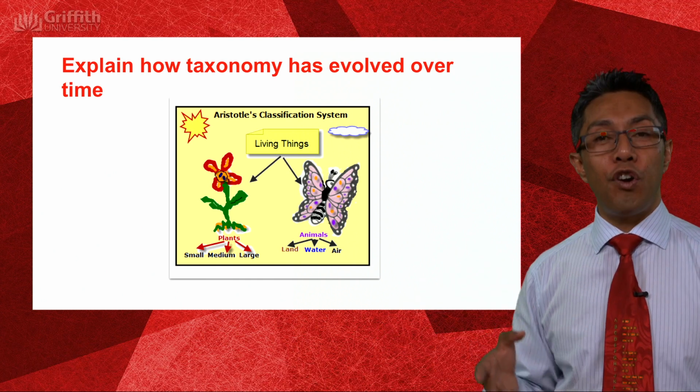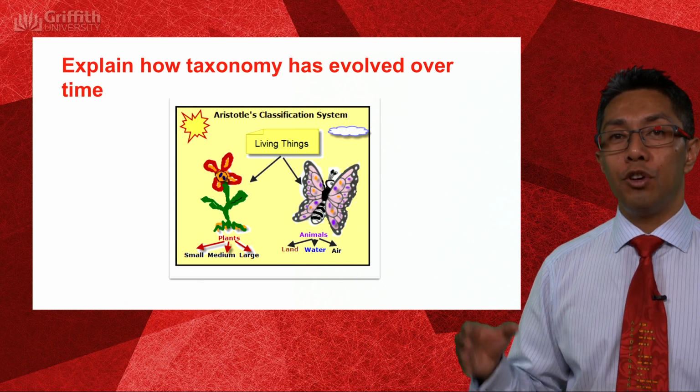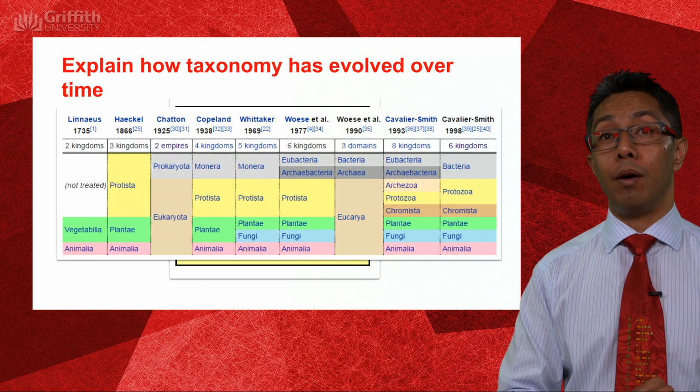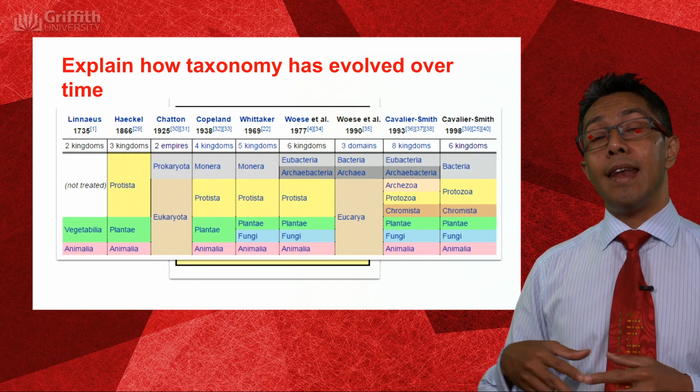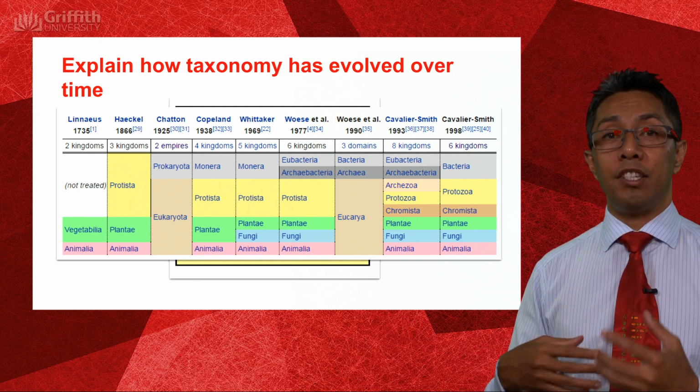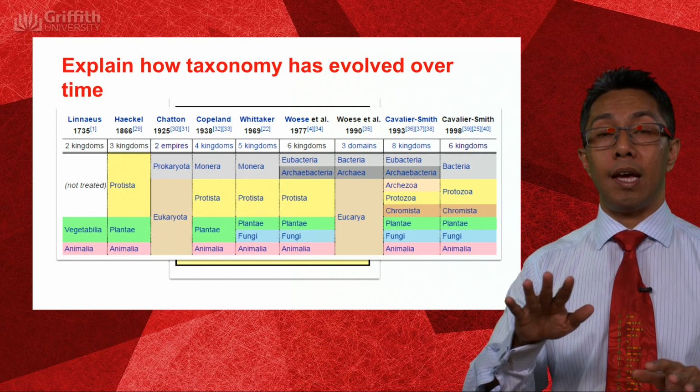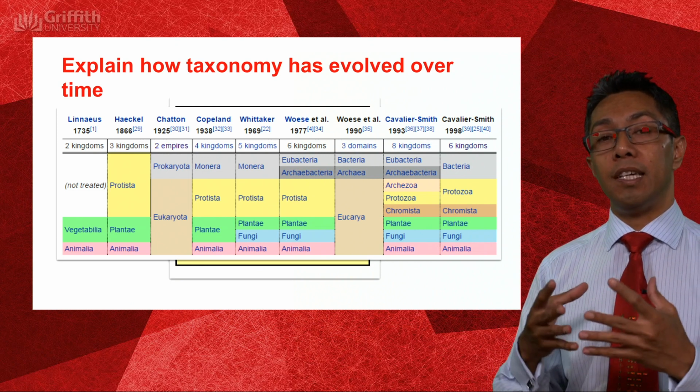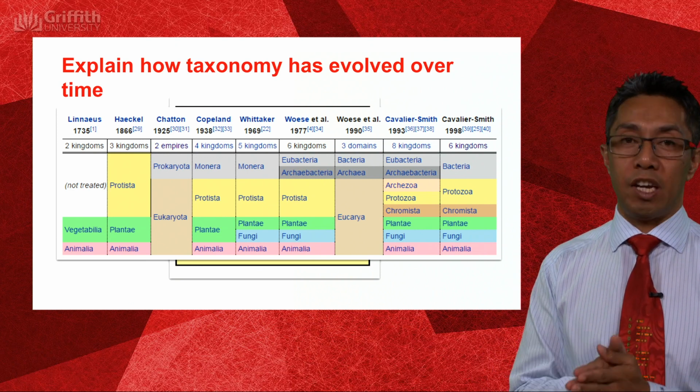So that was one of the first attempts to classify the living things that were around us. Linnaeus took that major theme of there being animals and plants, and he developed his own system, the Linnean classification system.